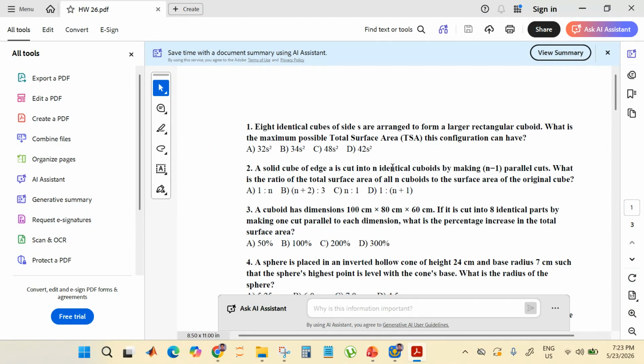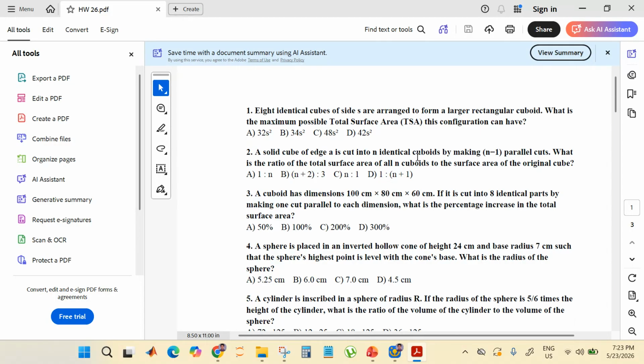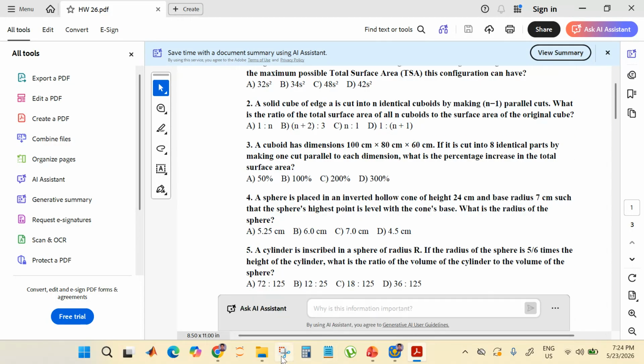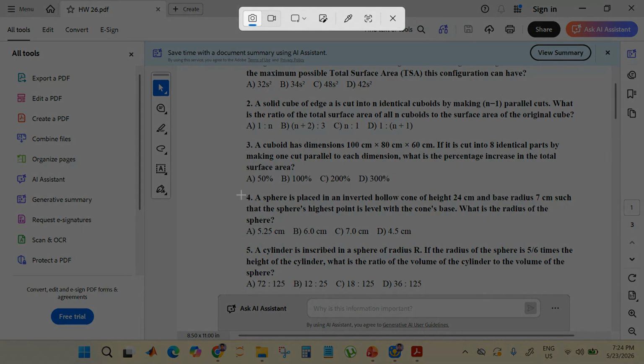Okay, so the first problem has already been completed, and next I pick question number 4.